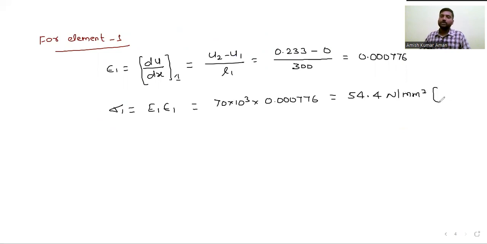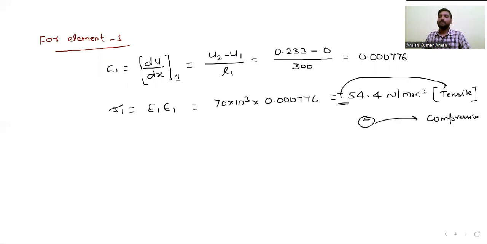If we are getting a positive value, then obviously they can ask about the nature also. What is the nature of that stress? Either tensile or compressive. If we are getting a positive value, then it will be tensile. If we are getting a negative value, then it will be compressive. So just consider these signs: positive, tensile; negative, compressive. So here we are getting a tensile one.